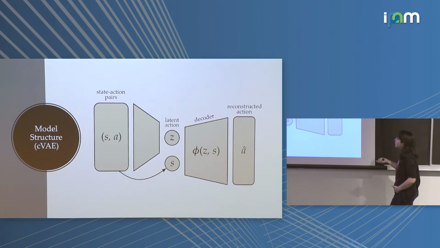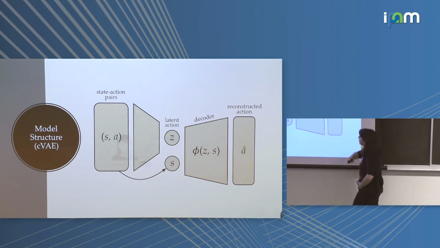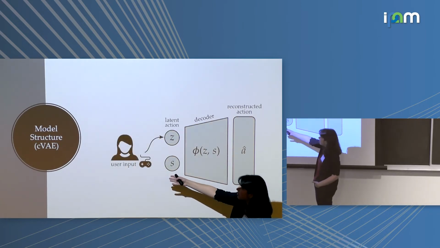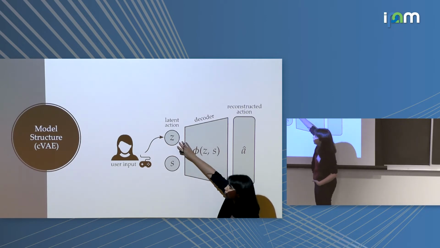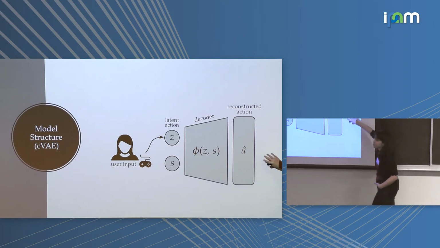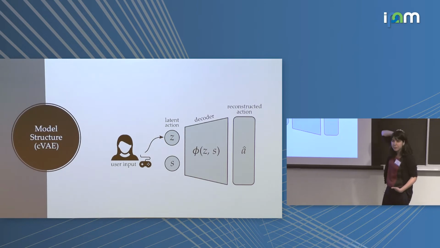So once we have learned this on the collected Dylan's data, what we can do is bring in any other user, and then any other user could use the joystick and put a much lower degree of freedom control and kind of expect reasonable behavior out of the autoencoder.